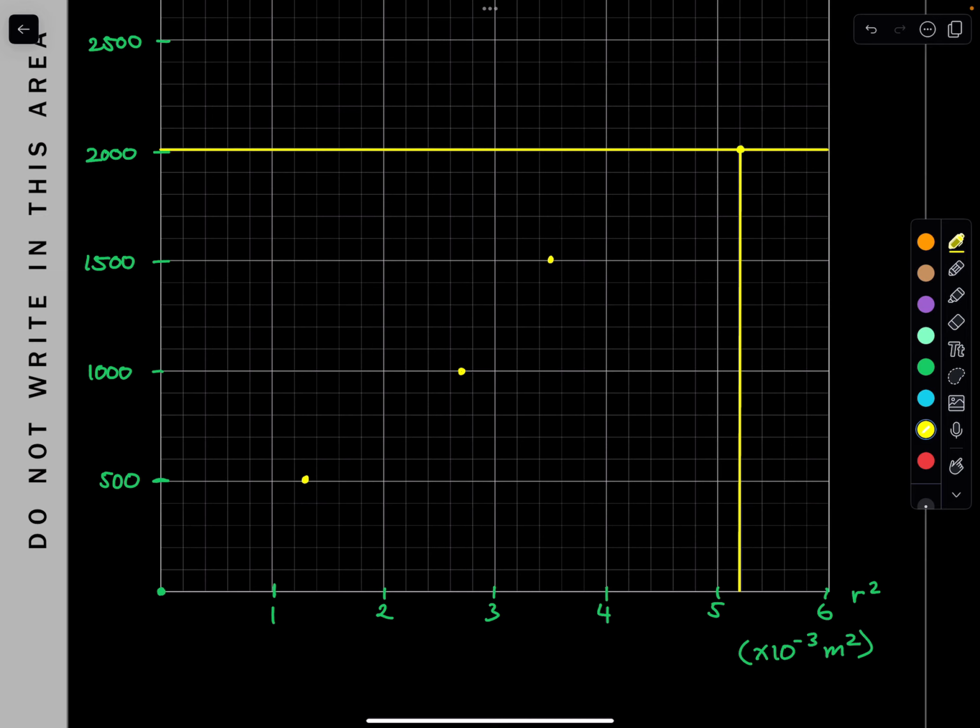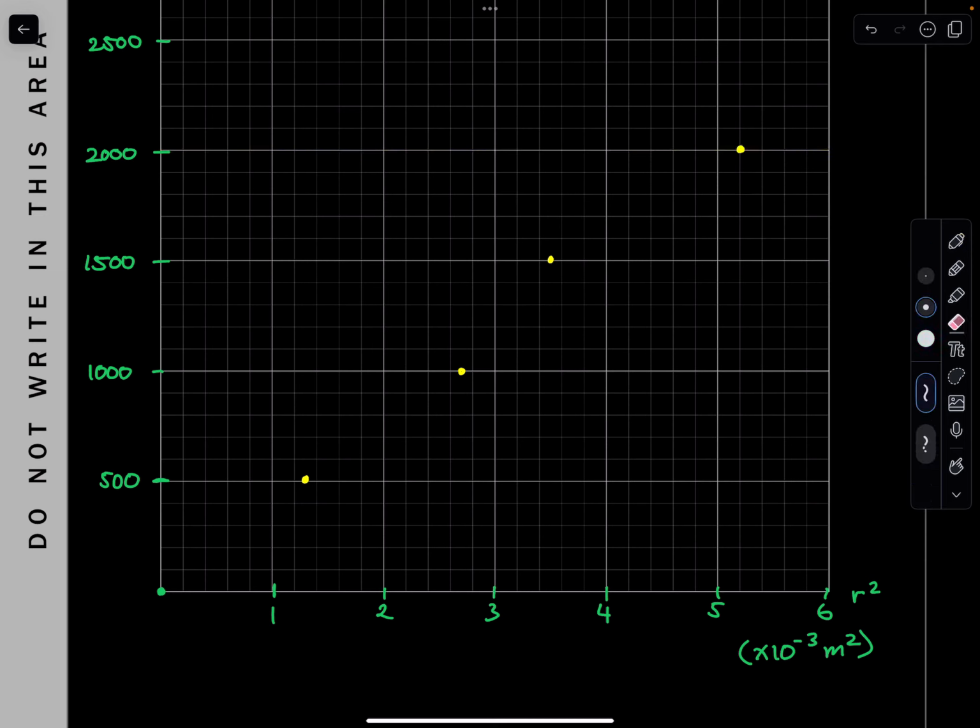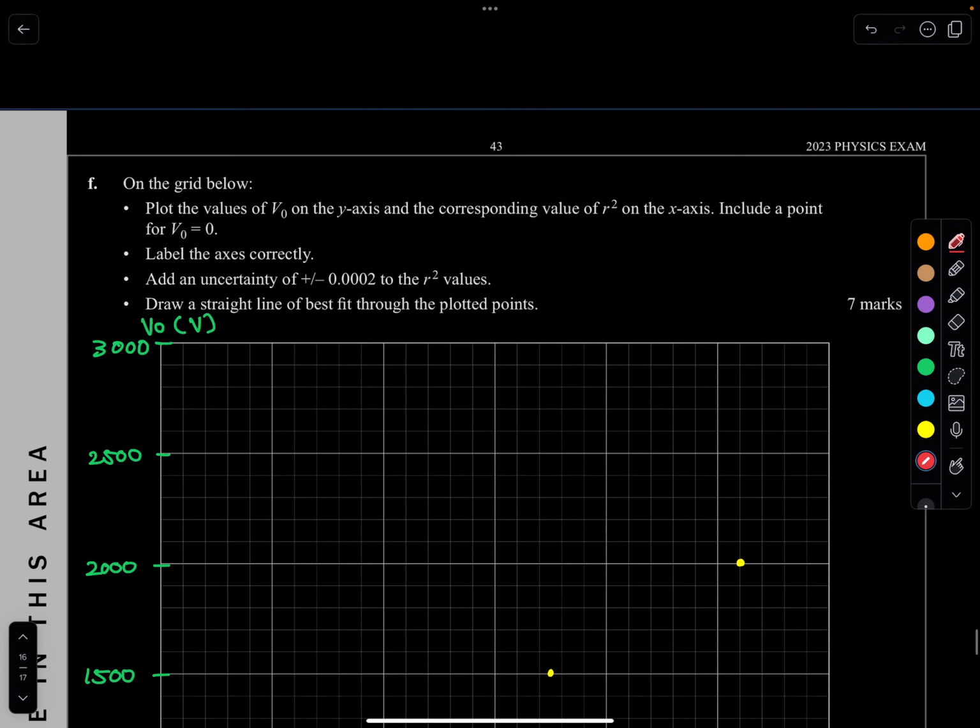There it is, right there. And that's it. That's nice. And so now we're just going to draw the uncertainty bars. There's only uncertainty in the r squared values. So it's basically 0.2 times 10 to the -3. Yes, that's basically each one square.